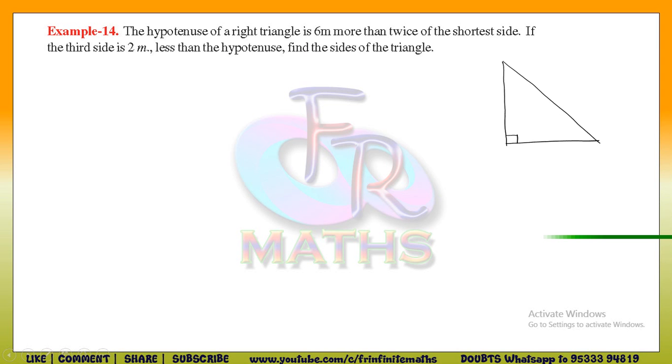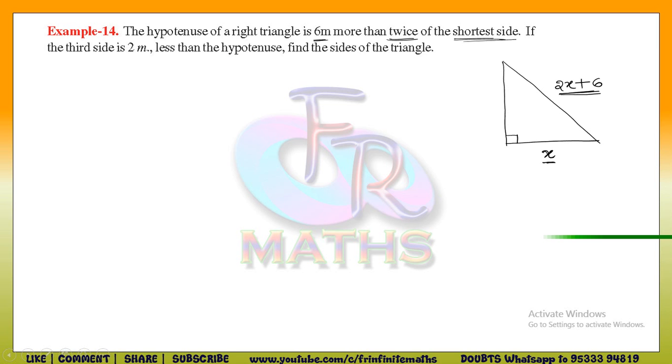What he has given, the hypotenuse of a right angle triangle is 6 meters more than twice the shortest side. So here hypotenuse is being compared with the shortest side. Now consider the shortest side as some x. Then hypotenuse is 6 meters more, so it is nothing but plus 6, more than twice the shortest side. So shortest side is x, twice the shortest side means 2x. Then clearly my hypotenuse is 2x plus 6 meters.